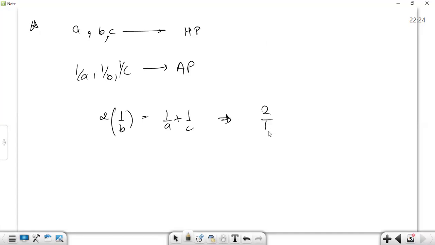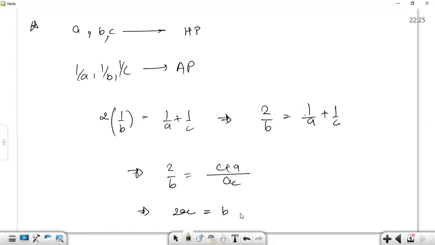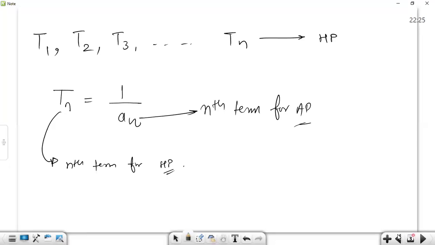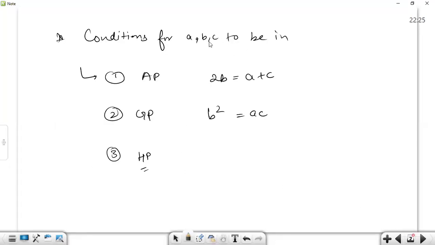So we can write it further as 2 by B is equal to 1 by A plus 1 by C. Let's take the LCM, AC in the denominator, C plus A. Now 2AC has to be equal to B into A plus C. Simplifying it further, B becomes 2AC divided by A plus C. Now this is the condition for three terms A, B, C to be in harmonic progression. Clear? Any doubts, anyone?